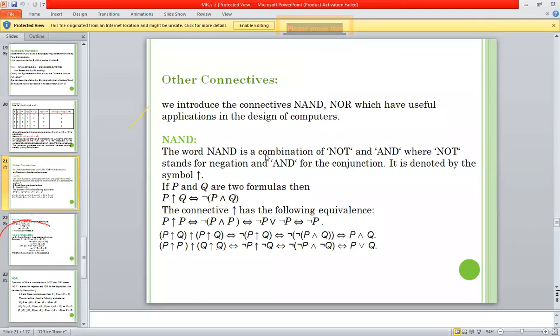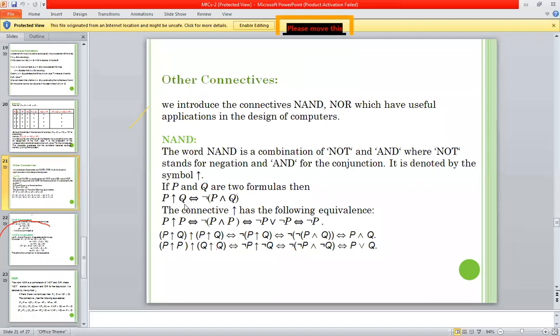The word NAND is a combination of NOT and AND, where NOT stands for negation and AND stands for the conjunction. It is denoted by the up arrow symbol. The up arrow symbol denotes the connective NAND. Here, N means not and AND means conjunction.